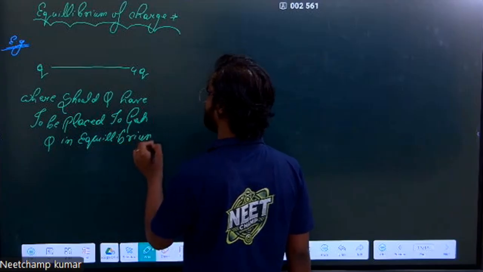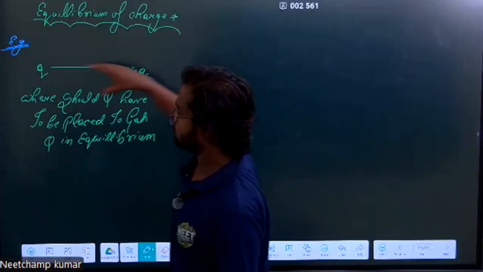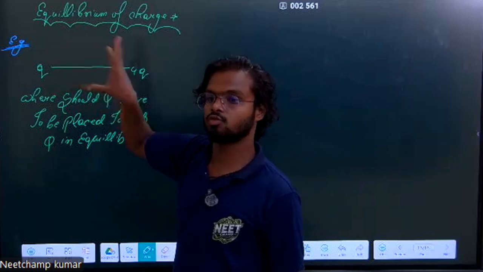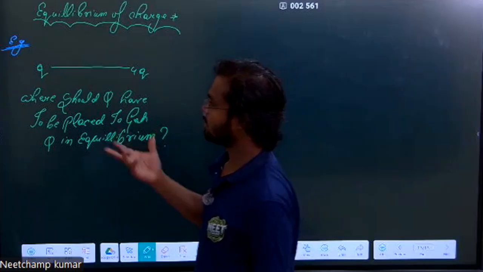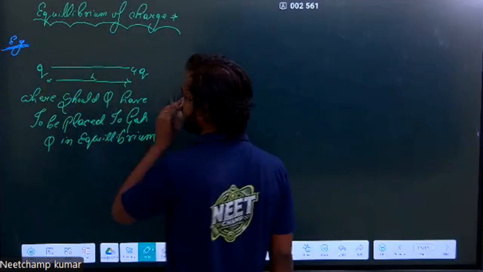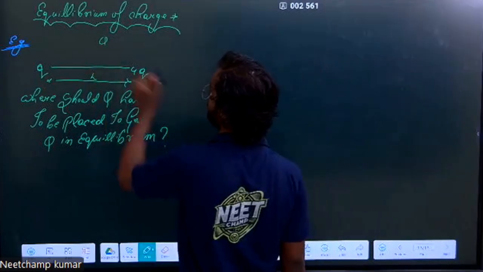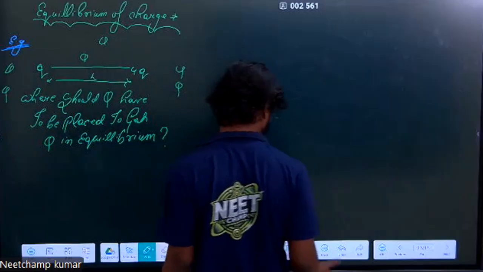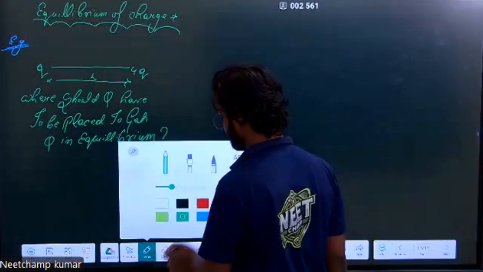My question is very simple. I have a charge capital Q. I want to place this charge Q somewhere so that the force on that charge Q should be 0. Where are we going to place it? Suppose the distance between these two charges is L. Whether we will place it here, here, or here, where do we have to place it so that our net force on that capital Q is going to be 0? That is our question.